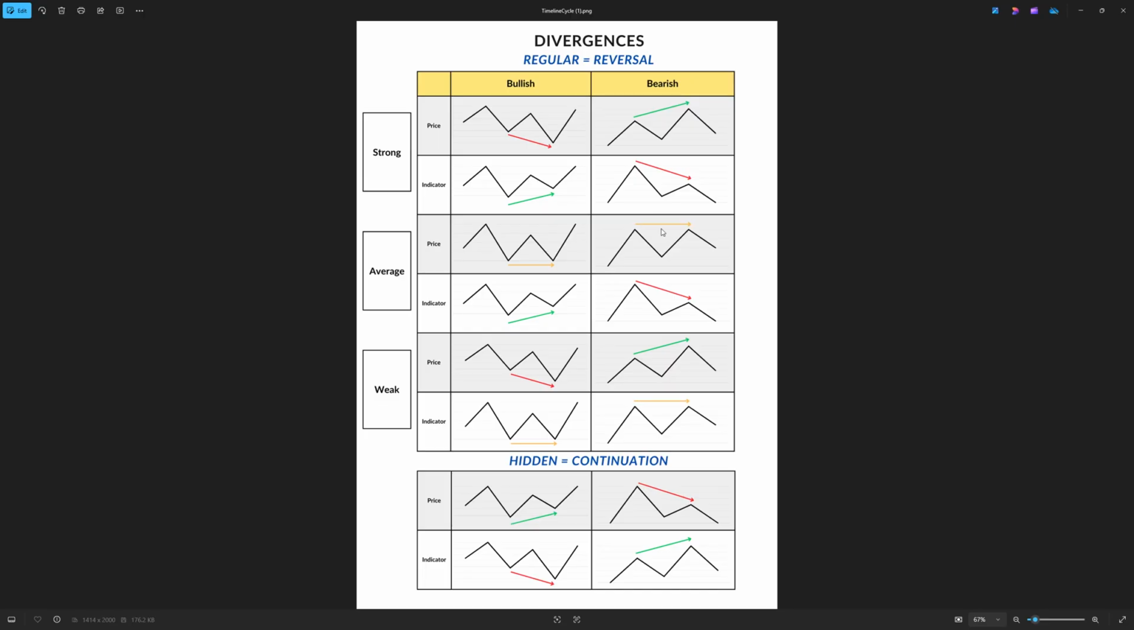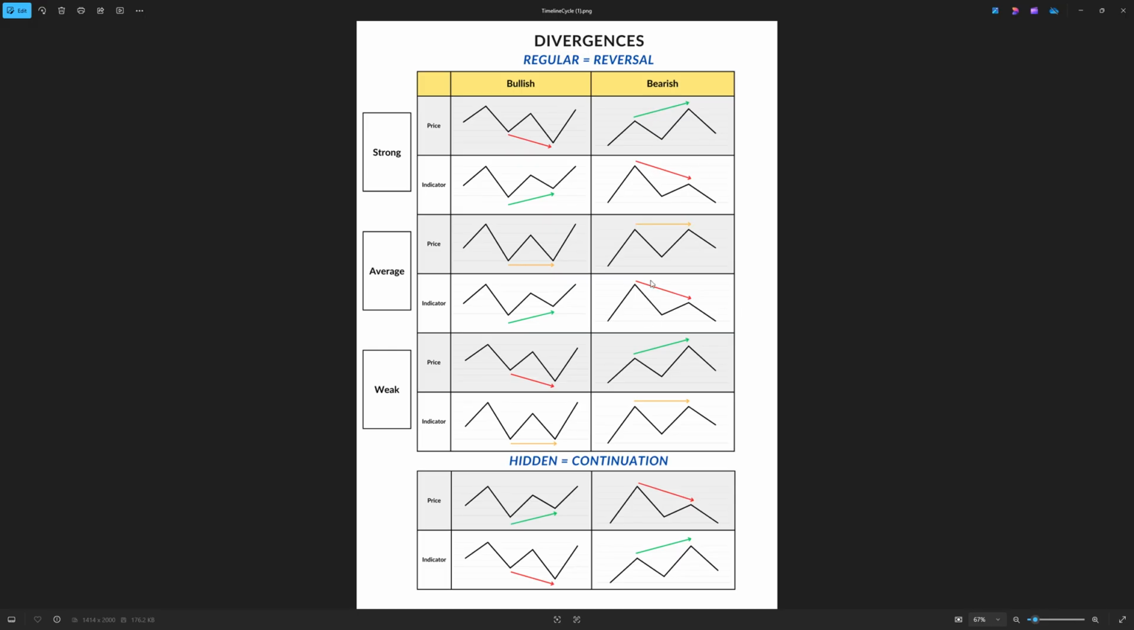Now here you can see that the price is flat on the top, so it's making basically equal highs, and the indicator is losing momentum. So again, it's a divergence, right? They're doing something different. Now, these are strong, average and weak. I don't put too much weight in that, because this average one here can be equally as strong as the supposed strong one.